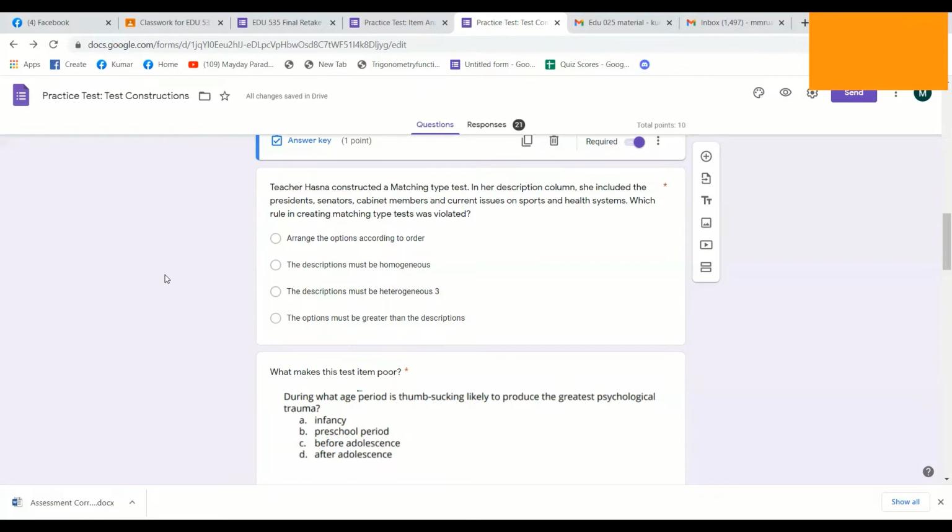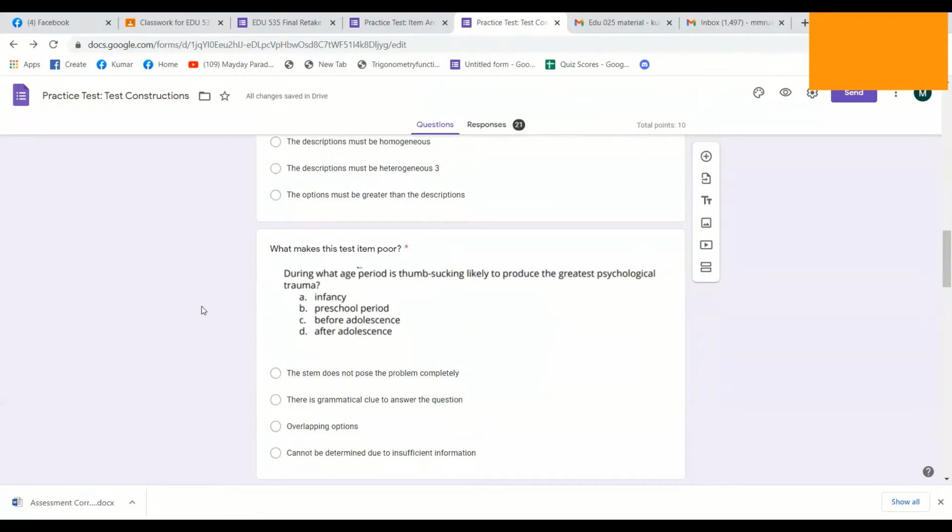So there are many aspects. So your options here are heterogeneous. They are not homogeneous. So which one is being violated? Test items must be homogeneous. So therefore, letter B, the descriptions must be homogeneous, was violated here. Next one.